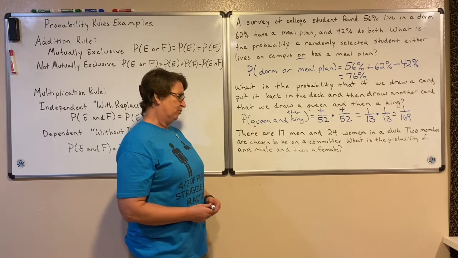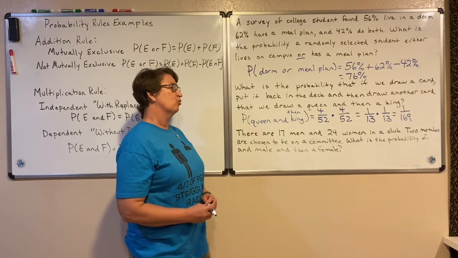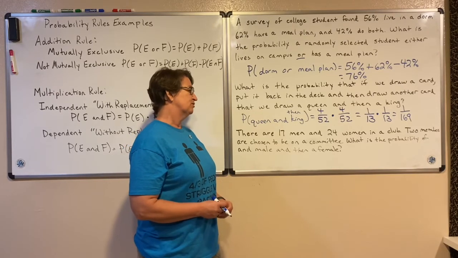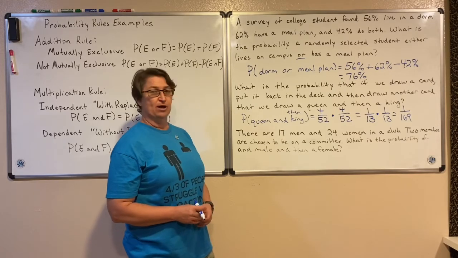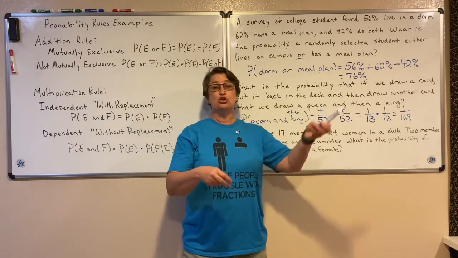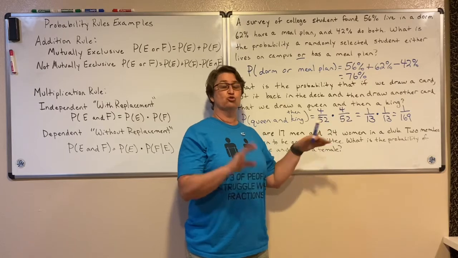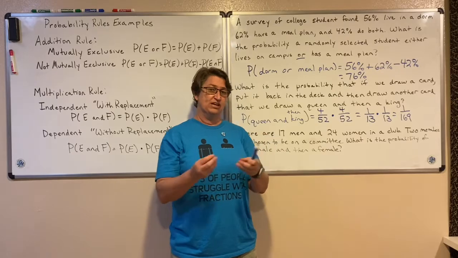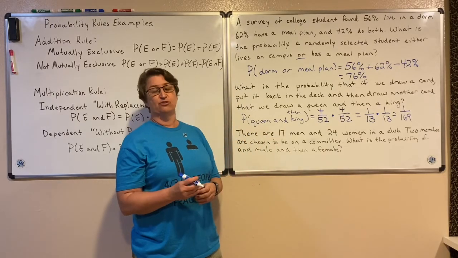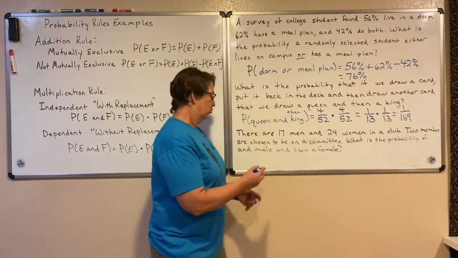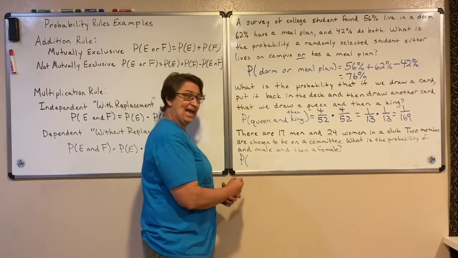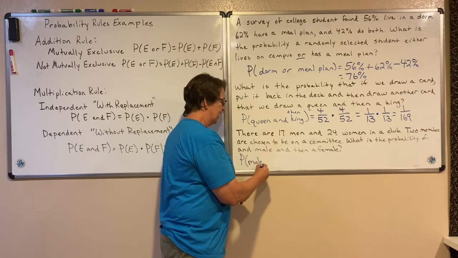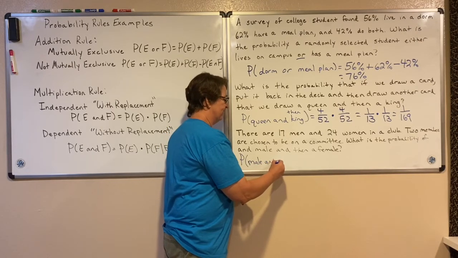Let's do one more example. There are 17 men and 24 women in a club. 2 members are chosen to be on a committee. What's the probability of a male and then a female? Notice again that I'm choosing 2 things. Just like I chose 2 cards or I spin 2 spinners, I'm choosing 2 things. 2 people out of this club. So when I get ready to write it, I'm going to use that and in between. And I want the probability of a male and then a female.